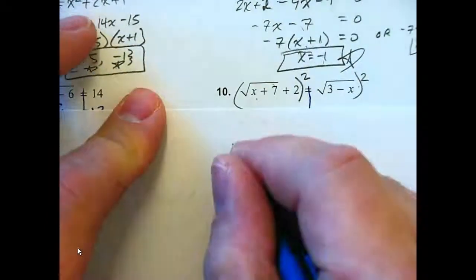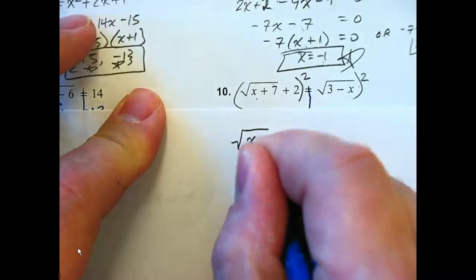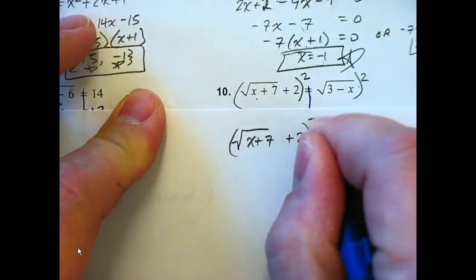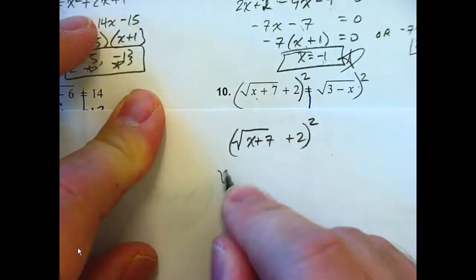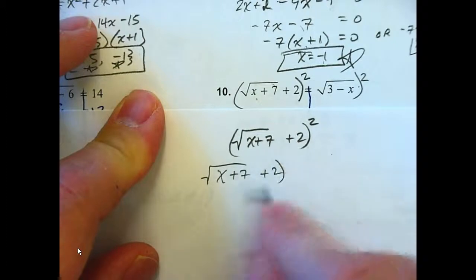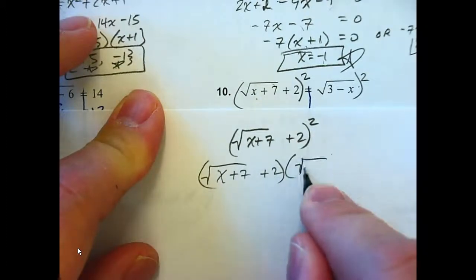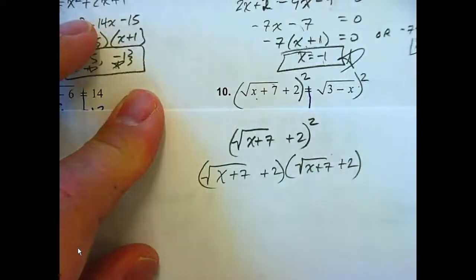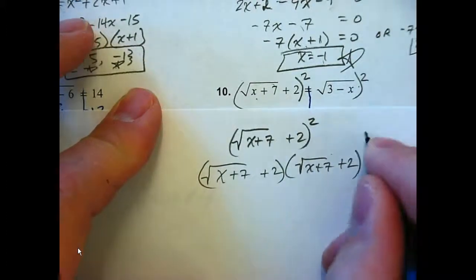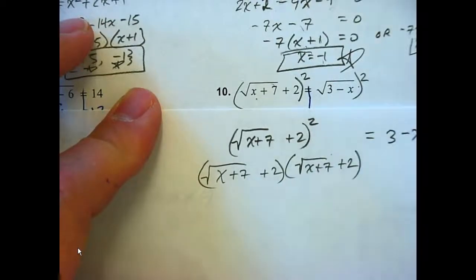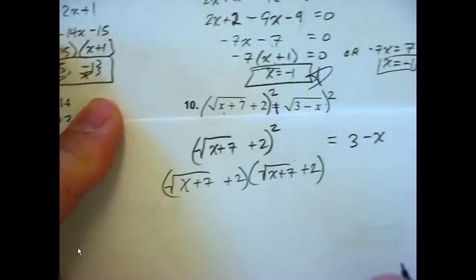So, this square root of x plus 7 plus 2, squared, is actually the root of x plus 7 plus 2 times the root of x plus 7 plus 2. And all of that equals 3 minus x, if that makes you feel any better. I mean, that's easy on that side.